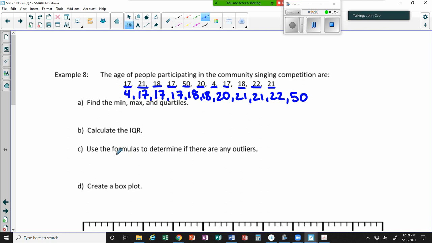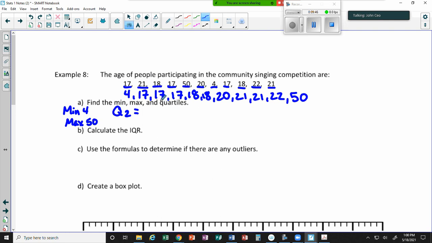So it says find the max, min, and quartiles. So the min is what? Max is, let's see, Q2. So how many pieces of data do I have here? 1, 2, 3, 4, 5, 6, 7, 8, 9, 10, 11, right? I double checked and recounted them after I wrote them, to make sure I had the right amount. I have 11 in the original, 11 there.